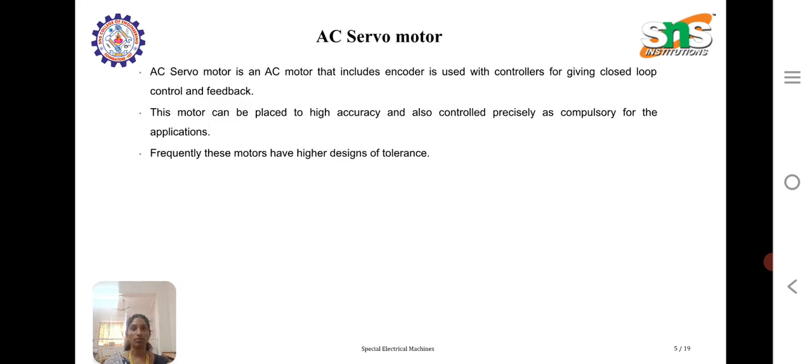Coming to the AC servo motor, it is an AC motor that includes an encoder, which is used with controllers for giving closed loop control and feedback. So this motor is operated in closed loop with the help of a controller. This motor can be positioned with high accuracy and also controlled precisely as required for the applications. Frequently, these motors have tighter design tolerances.